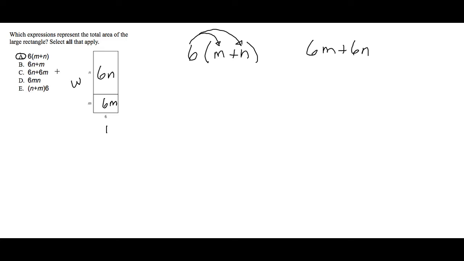So remember, with the commutative property, we can switch these around and it doesn't matter which order it's in. 6m plus 6n is going to equal 6n plus 6m.